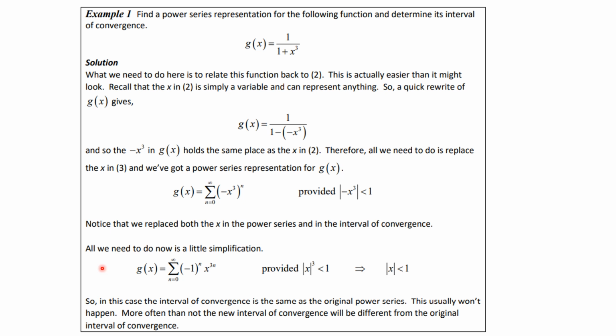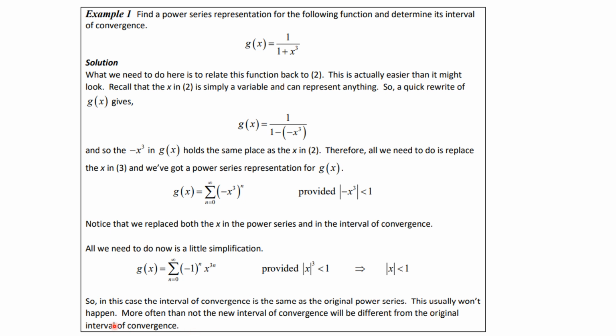So now all we need to do is a little simplification. We get g of x is equal to the summation from n equals 0 to infinity of (-1)^n times x to the 3n, provided that the absolute value of x cubed is less than 1, and that's the same thing as the absolute value of x being less than 1. So in this case, the interval of convergence is the same as the original power series.